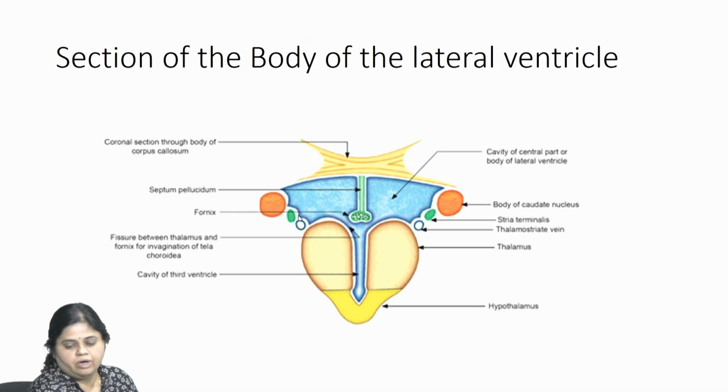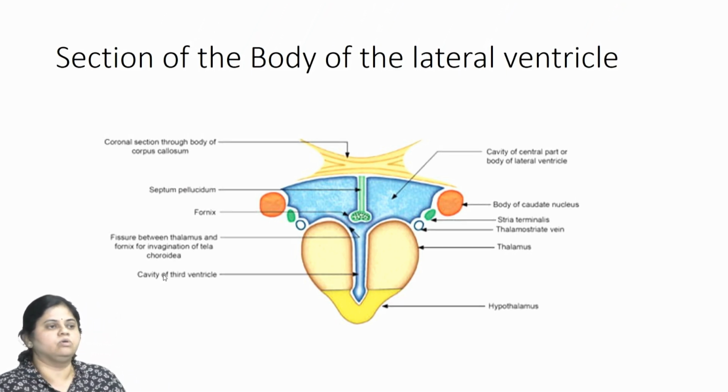Now between the caudate and the thalamus, try to appreciate the orientation. This is more laterally placed and this is more medially placed. There is a groove that is formed between the caudate and the thalamus, and that is occupied by two structures called the stria terminalis, which is a band of white matter, and the thalamostriate vein. So now that shows the relations.